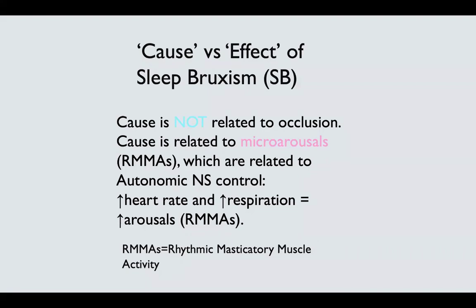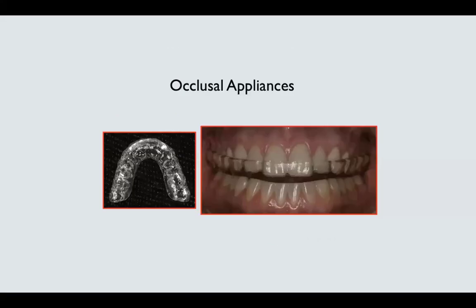Again, occlusion is important. Individual teeth, some teeth are sensitive, some are being hacked away, and I understand all that. But it's not the main reason for bruxism. And that's something that we had to get out of our minds over a period of years. And we make the night guard, the occlusal appliance.